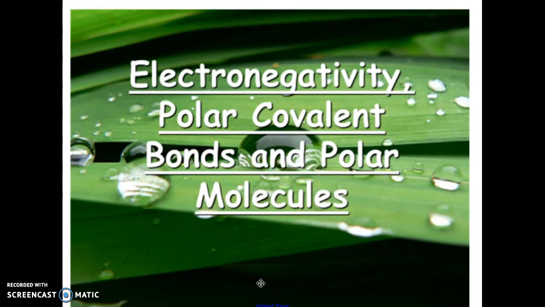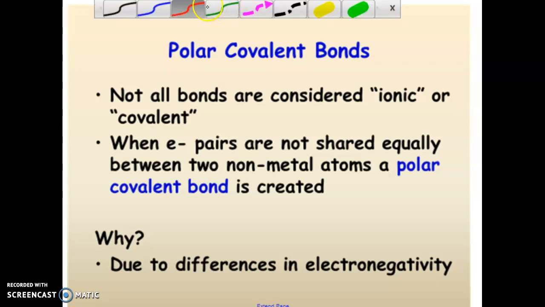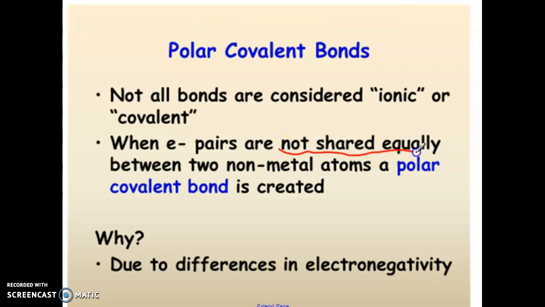Okay, so we're going to quickly review polar covalent bonds and polar molecules, but the focus of this is to go a little bit more in depth about the intermolecular forces that we looked at at the end of the last lesson. Just to recap, a polar covalent bond is when you don't have an ionic bond, where atoms give and take electrons, and you don't have a non-polar covalent bond with equal sharing of electrons, but rather an unequal sharing of electrons between two nonmetals. That's considered to be a polar covalent bond.